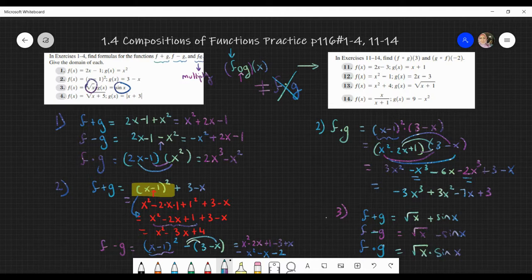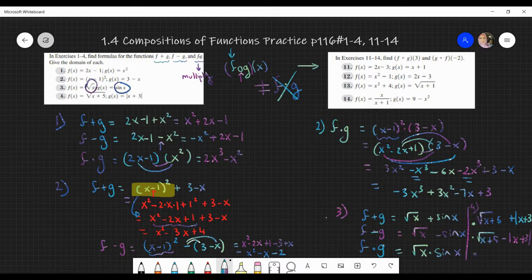Same thing for number 4. Also, when I add them, I have no choice. There's no common factors, and I cannot remove the absolute value. So I can't do anything about it. I just leave it as is. I cannot get rid of the absolute value. I cannot get rid of the square root.